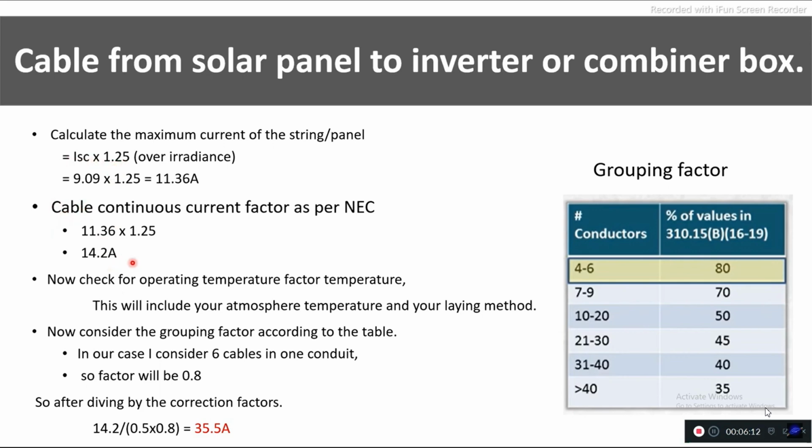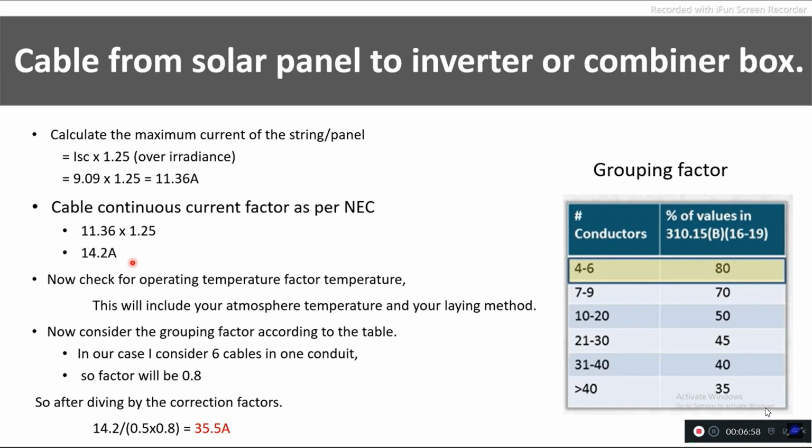Now, second, we need to calculate the temperature correction factor. Like I said earlier, first we need to include the temperature factor depending upon our atmospheric conditions at the site. For this example, we'll consider that our atmospheric condition is 40 degrees Celsius. So this will be one factor. Then, like I said before, we are considering that the cable will be laid in a conduit, and that conduit will be directly laid on top of the roof.